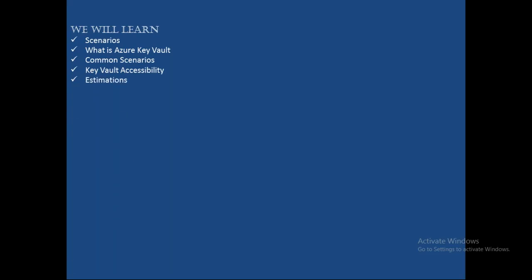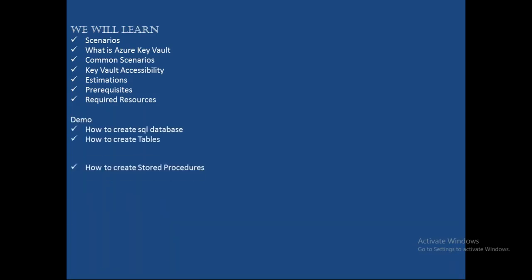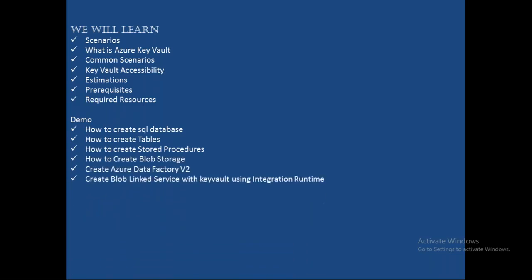Okay, next, estimations. We are going to do the estimations, prerequisites, required resources. You know all these things. Next, demo. Demo means we will create a SQL database, create tables, create a stored procedure. We will create the blob storage, create Azure Data Factory V2. Here, create a blob linked service. We are going to create a linked service for blobs with Key Vault using integration runtime. Then, one more thing, an Azure SQL DB linked service with Key Vault using integration runtime.